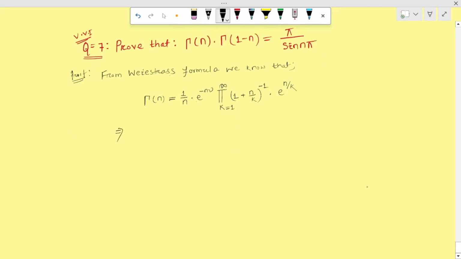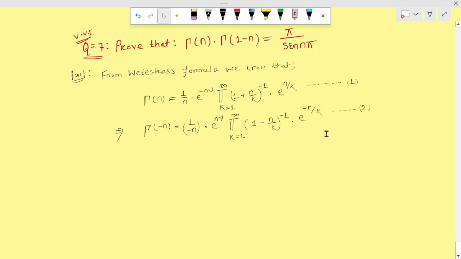That implies if gamma n is this much, then what will gamma minus n be? Here, instead of n, we have to substitute minus n. So this will be 1 by minus n into e to the power, here minus n is there, so it will be plus gamma n, minus of minus is plus, times the product from k equal to 1 to infinity of (1 minus n by k) to the power minus 1 into e to the power minus n by k. Let this be your equation number 1 and this be your equation number 2.